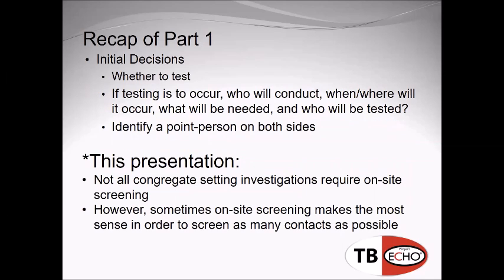To do a short recap of part 1, Caitlin did a great job a few weeks back. Part 1 really focused on initial decisions, how to decide if you should test in a congregate setting. And then if you are to test, who is going to do the testing, when and where will it occur, what materials will you need, and who will need to be tested. And lastly, the importance of identifying a point person on both sides to coordinate things moving forward.